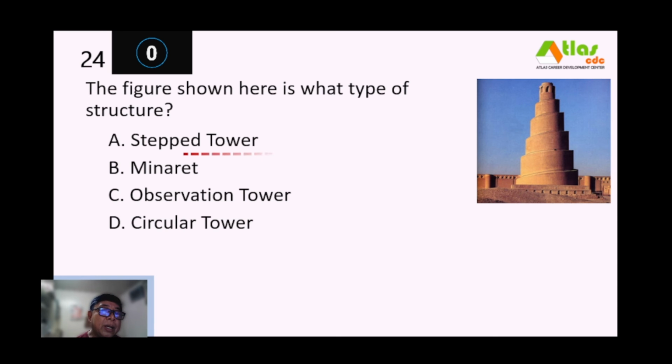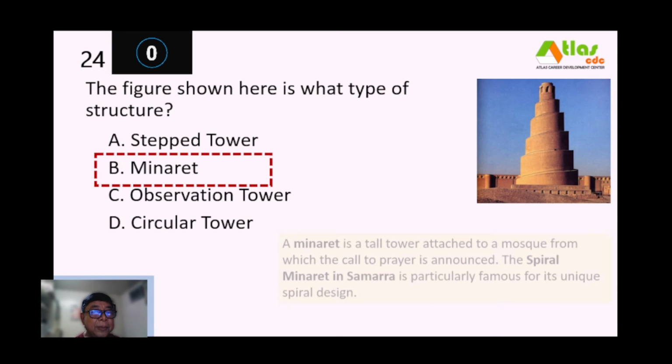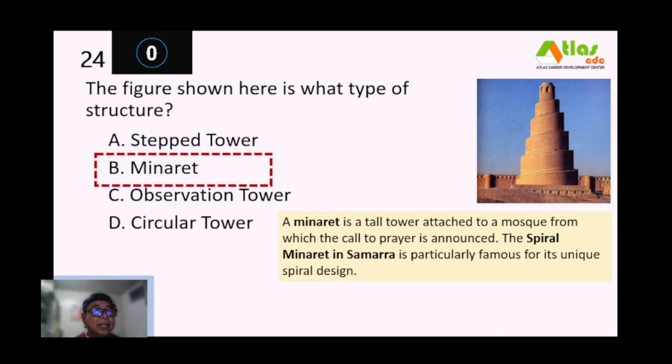And our correct answer is B. Minaret. So a minaret is a tall tower attached to a mosque from which the call to prayer is announced. The spiral minaret in Samarra is particularly famous for its unique spiral design.